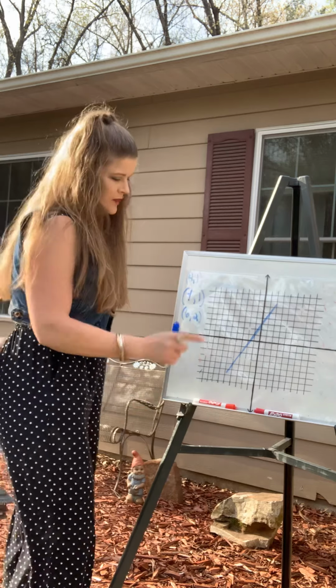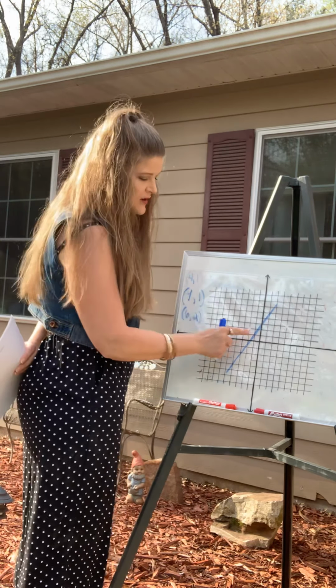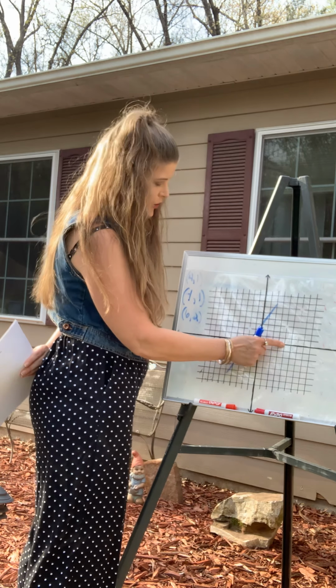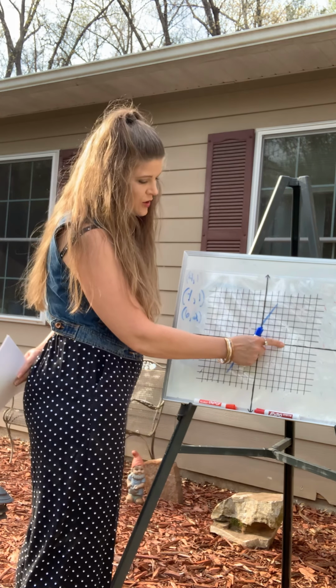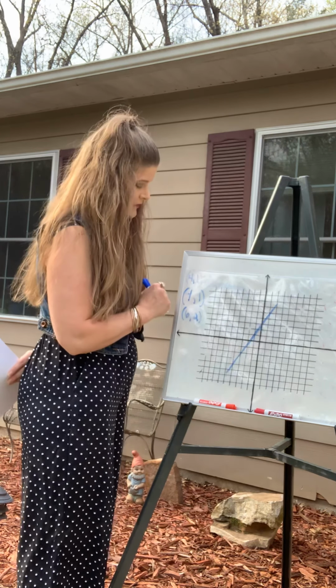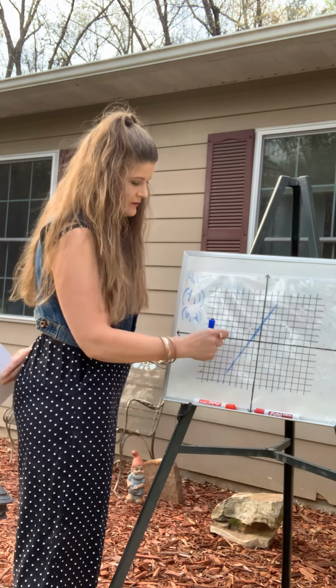4, 1. 4 is my x. It's a positive number, so right of the origin. 1, 2, 3, 4. Y is positive, so it goes up. Is this part of that line? Sure isn't.